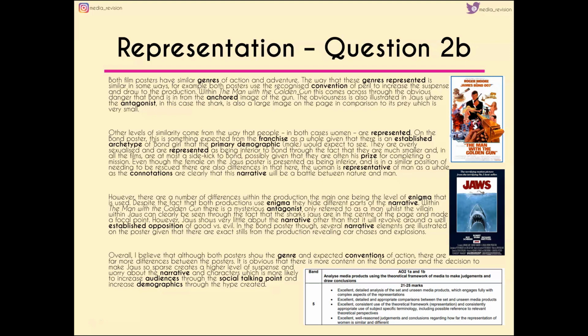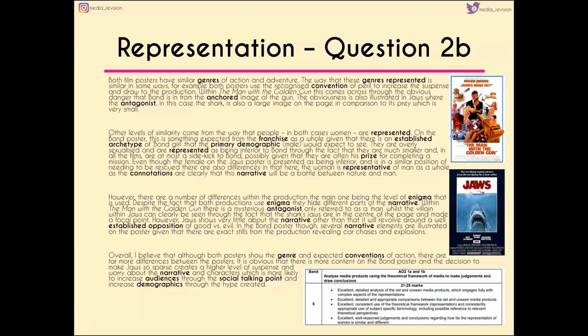Overall, I believe that although both posters show genre and expected conventions of action, there are more differences between the posters. It's obvious there is more content to the Bond poster, and the decision to make Jaws so sparse creates a higher level of suspense and worry about the narrative and characters, which is more likely to increase audiences through the social talking point and increase demographics through the hype created.